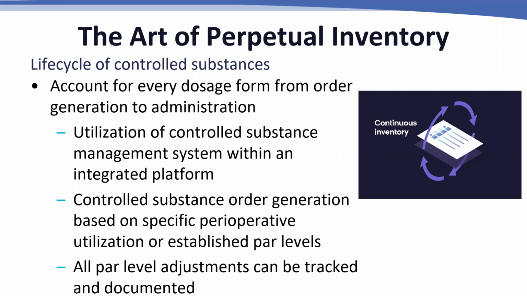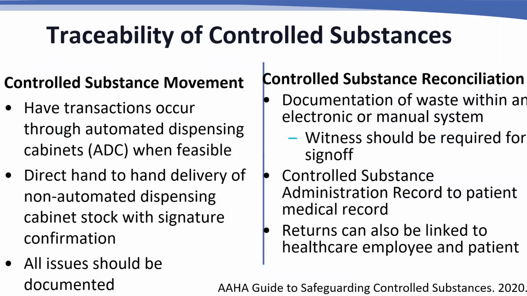Next slide, please. And one of my favorite topics is the traceability. When you want to have transactions occur, if possible, through automated dispensing cabinets, you want to have direct hand delivery of non-automated dispensing cabinet drug, and you can have signatures for that. So there's some reconciliation of dispense. And you want to make sure that all issues are documented if they do come up so that proper follow-up can occur.